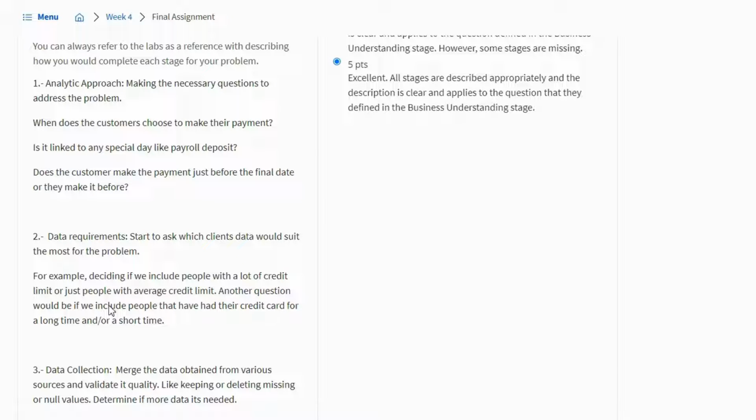So for example, deciding if we include people with a lot of credit limit or just people with average credit limit. Another question would be if we include people that have had their credit card for a long time or a short time. So data requirements can vary under various circumstances, like what kind of analysis you have to do.